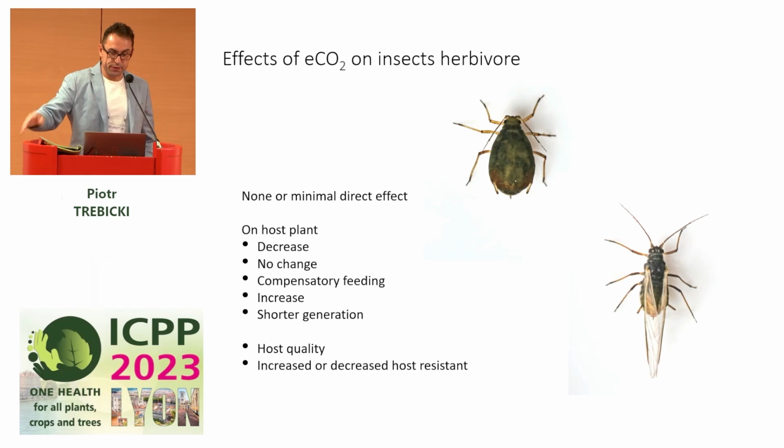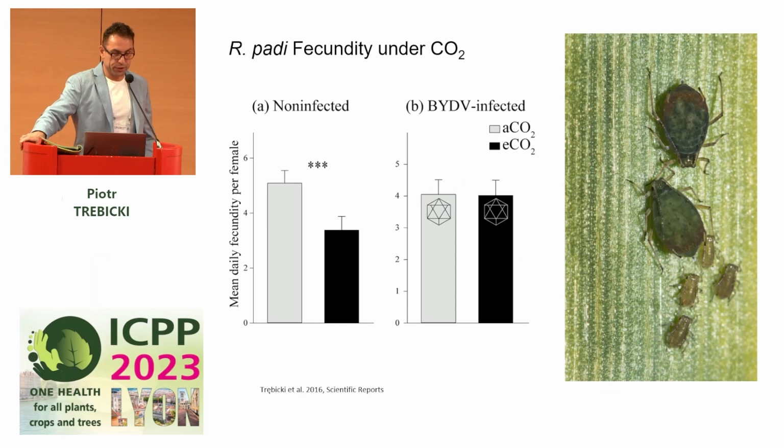And in many cases, when we look at the elevated CO2, there's lots of different responses like decrease, no change, or compensatory feeding. And that's going to be specific for insect-plant combination. So I've done a bit of work with aphids and viruses and elevated CO2, in this case viruses and bird cherry-oat aphid, which is the main aphid worldwide that spreads viruses in cereals, and we had non-infected and infected plants under elevated CO2. So you can see here we have decrease in fecundity under elevated CO2 on non-infected plants, but not on infected plants.